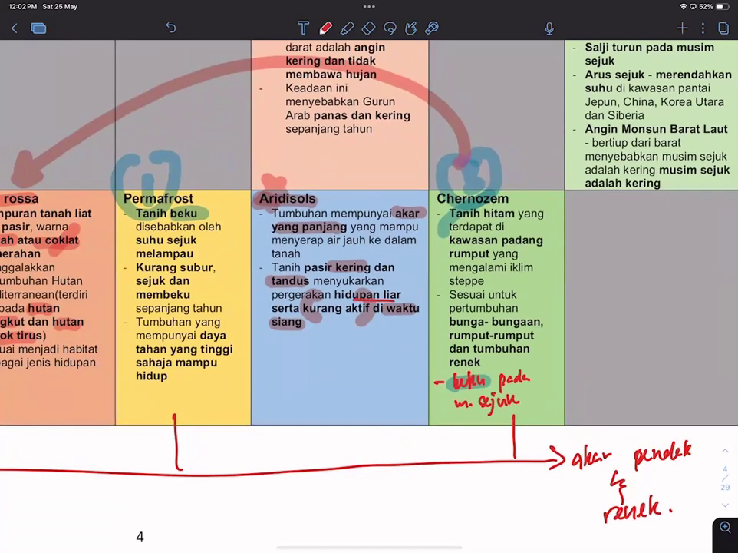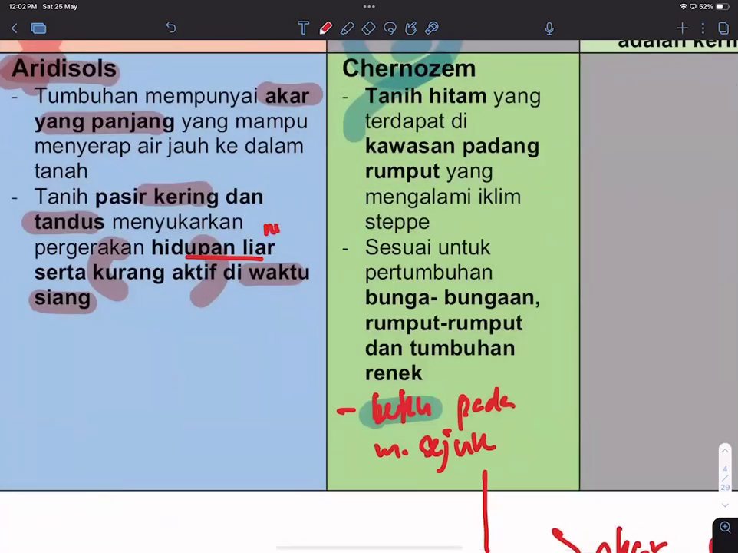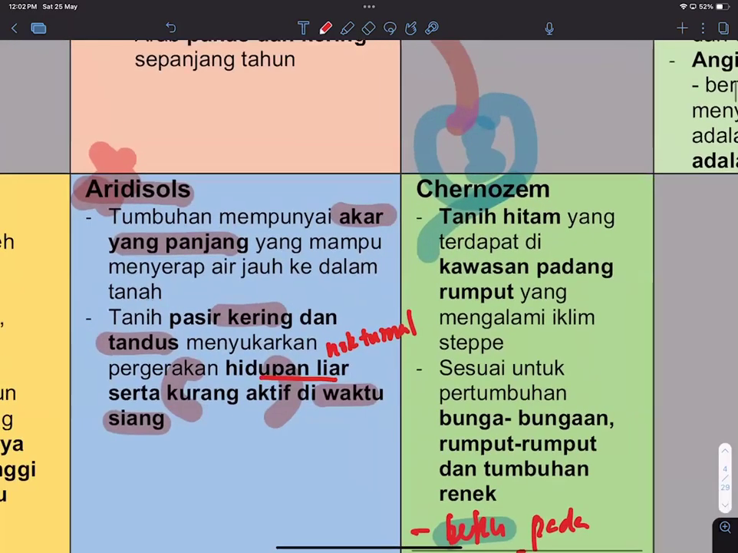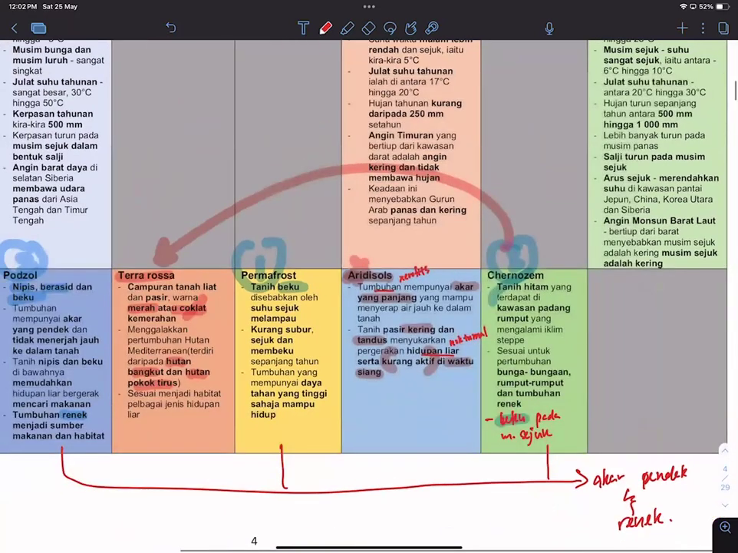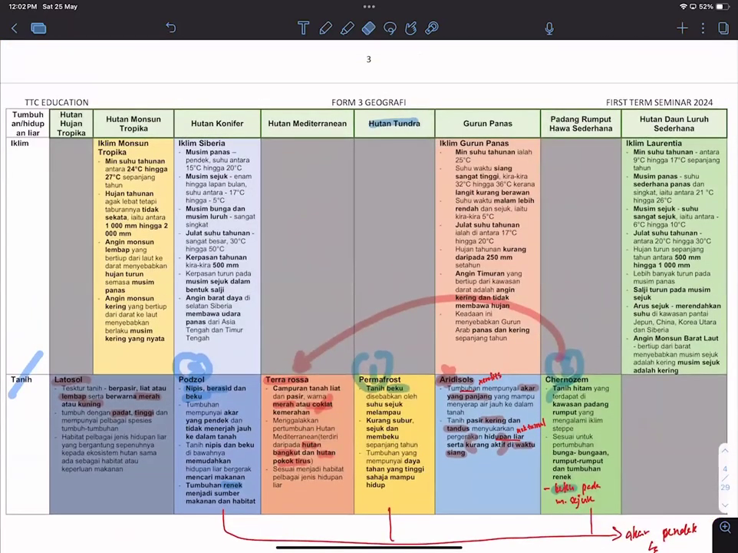Animals hidupan liar is known as nocturnal. Okay, so guys, how about if the plants tumbuh-tumbuhan able to grow long roots and then daun berbentuk jarum, berbentuk bulu, and then the tahan yang dapat menyimpan air. So this is the tumbuh-tumbuhan known as xerophytes. So that's aridisol.